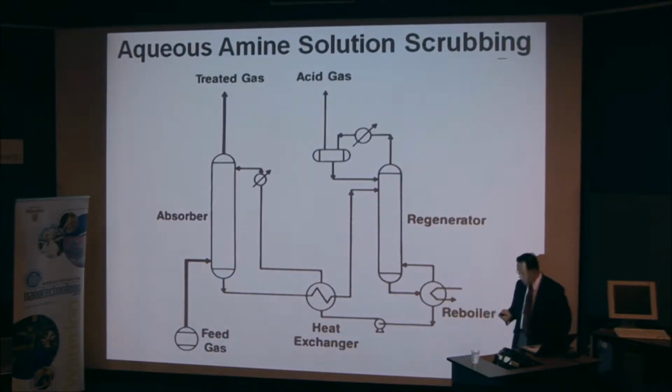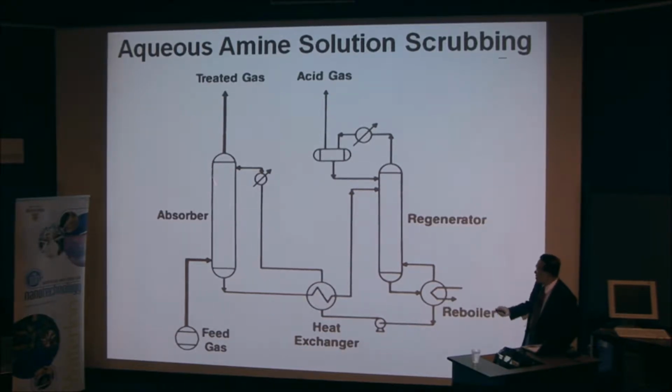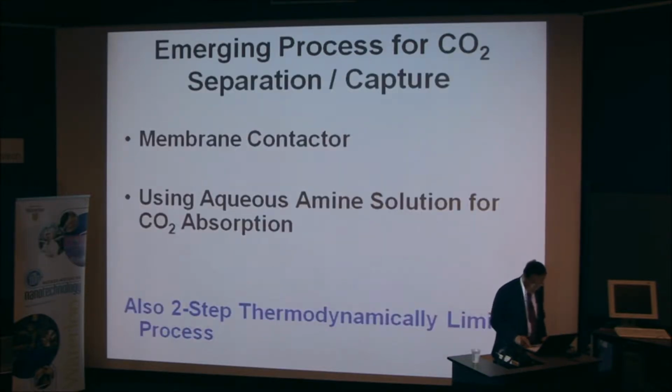Here is the schematic diagram for the aqueous amine solution scrubbing. The feed gas comes in, contacting the aqueous amine solution, and the solution then goes to the regenerator for regeneration. You can see that you need to pump the solution between the two towers. It's rather cumbersome operation.